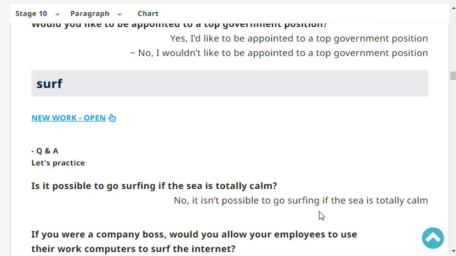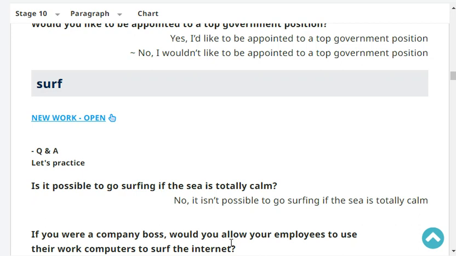Is it possible to go surfing if the sea is totally calm? No, it isn't possible to go surfing if the sea is totally calm. Very good.